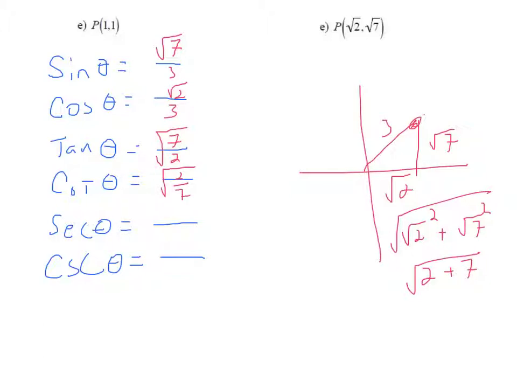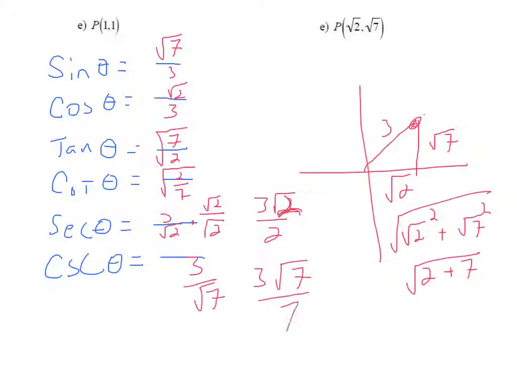Secant's going to be the reciprocal of the cosine, so 3 over the square root of 2, and if we rationalize that by multiplying by root 2 over root 2, that's going to give me 3 square roots of 2 over 2. And then the cosecant will be 3 over the square root of 7, which rationalized becomes 3 square roots of 7 over 7. Okay, so that's everything in the first quadrant. We move on from here.